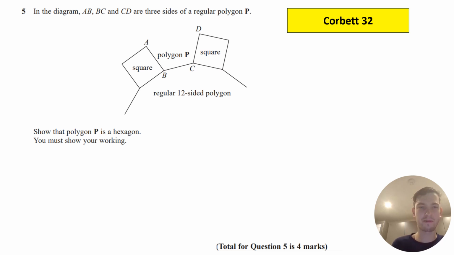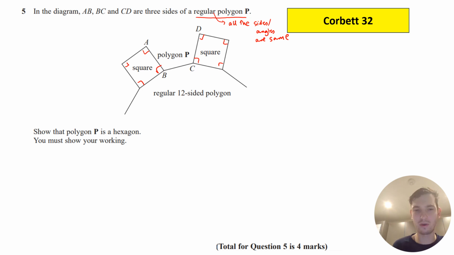Okay, in the diagram, AB, BC, and CD are 3 sides of a regular polygon P. Okay, regular polygon P. If I've got a regular polygon, that means that all the sides and the angles are equal, are the same. Okay, so let's have a look at a picture. I've got a square. So if I got a square, I think I can put on some right angles here. 2 squares.